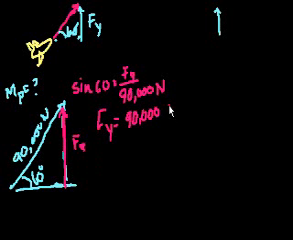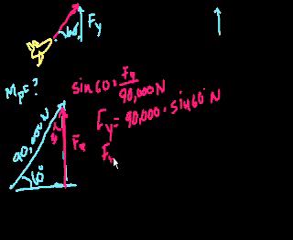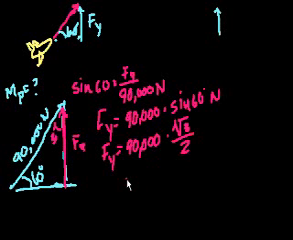You might not remember your 30, 60, 90 triangles, but you might want to review some of your trigonometry if you don't remember the sine of 60, or you might want to take out your calculator. But the sine of 60 is square root of 3 over 2, right? Because this is a 30, 60, 90 triangle. So the force in the y direction is equal to 90,000 times the square root of 3 over 2, which is equal to 45,000 square roots of 3 newtons.